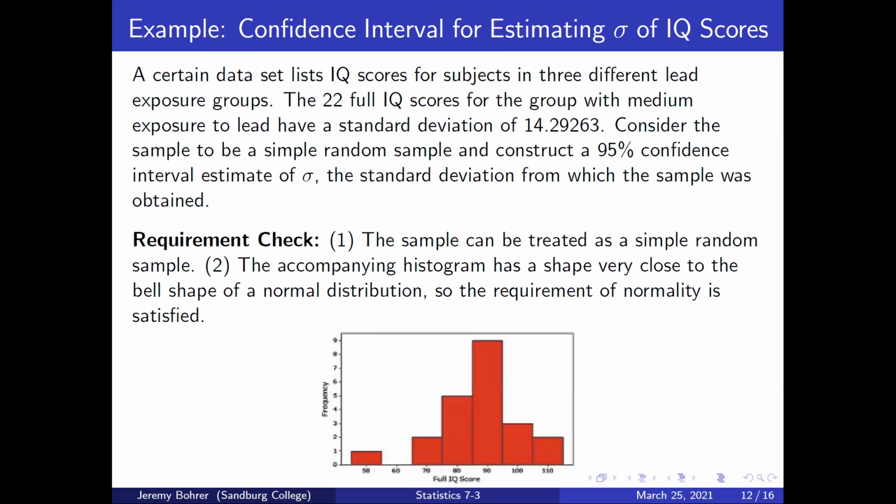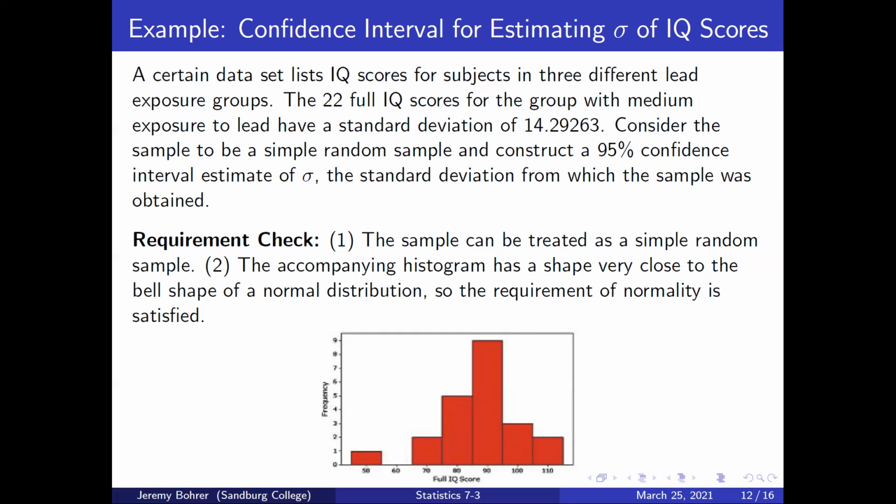A certain data set lists IQ scores for subjects in 3 different lead exposure groups. The 22 full IQ scores for the group with medium exposure to lead have a standard deviation of 14.29263. Consider the sample to be a simple random sample and construct a 95% confidence interval estimate of sigma, the standard deviation of the population from which the sample was obtained.